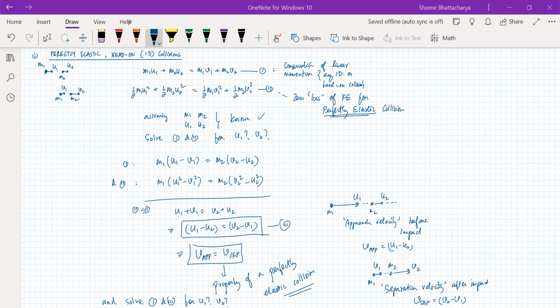Sir, if M2 is at rest, then the approach velocity will be the initial velocity of M1, right?